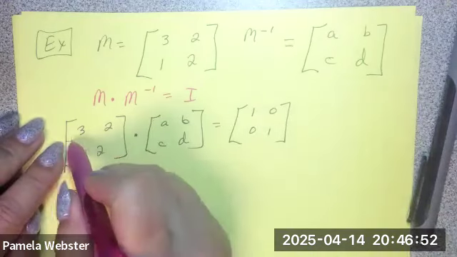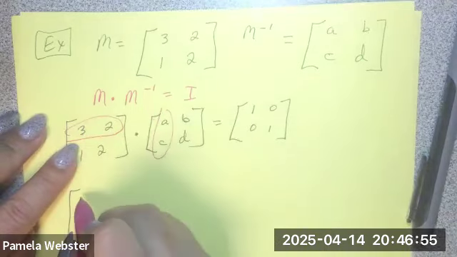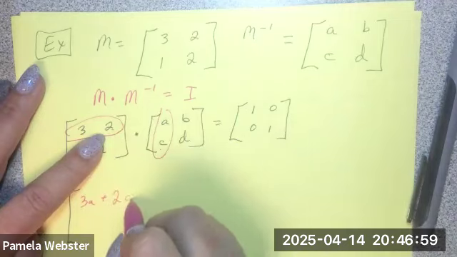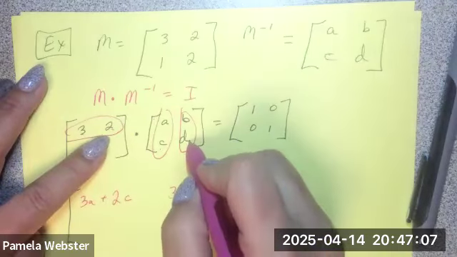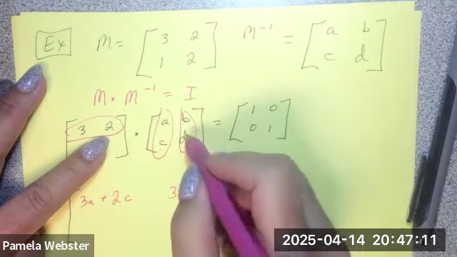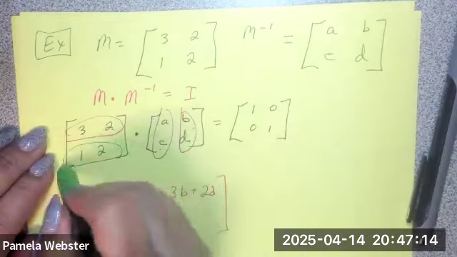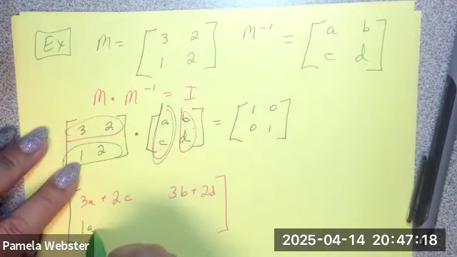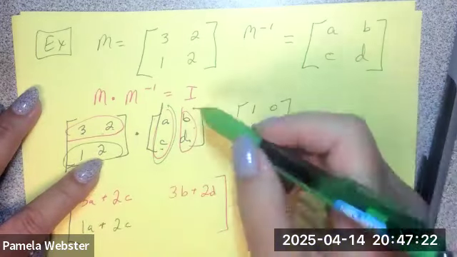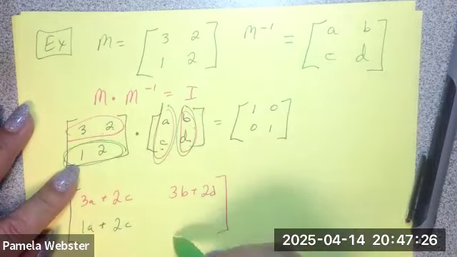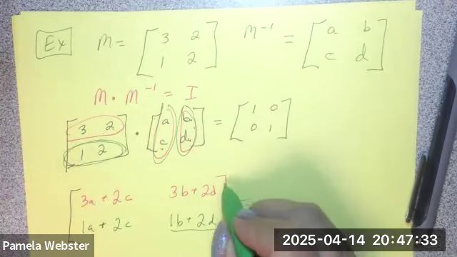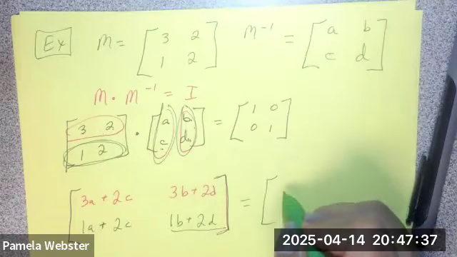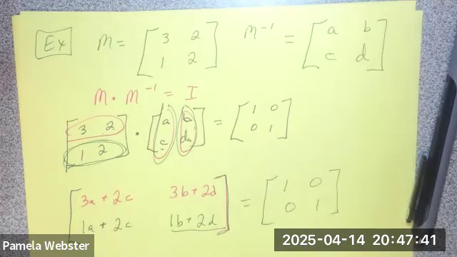It's going to look a little weird at first, but we can do it. First row times first column: that's 3 times A plus 2 times C. First row times second column: 3 times B plus 2 times D. Second row times the first column: 1 times A plus 2 times C. And last but not least, second row, second column: 1 times B plus 2 times D. Whatever that stuff is, we don't know yet, but we'll figure it out in a minute. It's going to be equal to 1, 0, 0, 1.